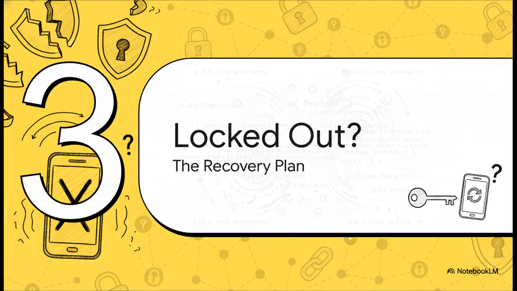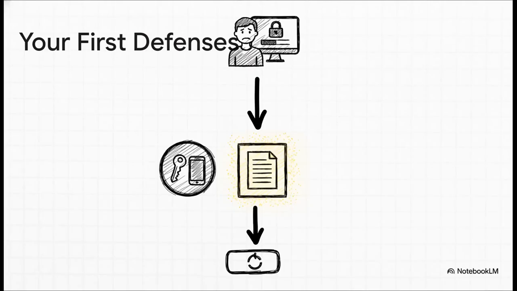Okay, now for the question that I know is on everyone's mind. The nightmare scenario, right? You've lost your phone, your Authenticator app is on it, you're locked out. What on earth do you do now? Okay, first things first, don't panic. The system is designed for this. You have a few lines of defense.